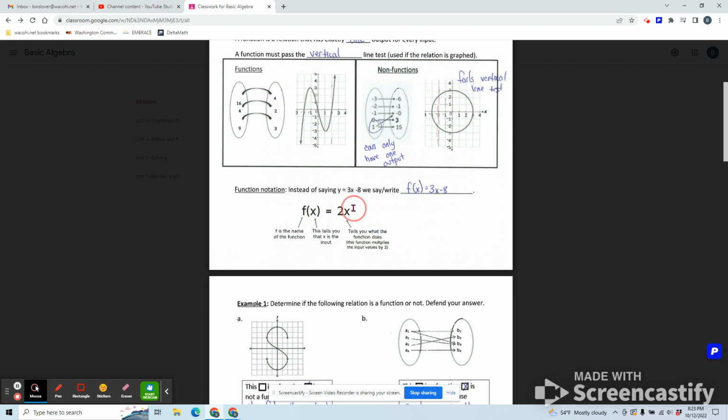Down here, this is just a quick tidbit on the three different parts. f is the name of the function. This tells you that x is the input. So anytime I see an x, that's going to be my input. And this tells you what the function does. In this case, this function multiplies the input by 2. So if this is multiplying my input by 2, that means that this right here actually represents my output.